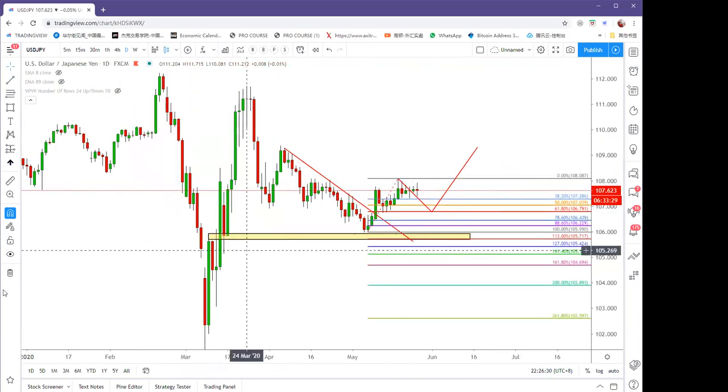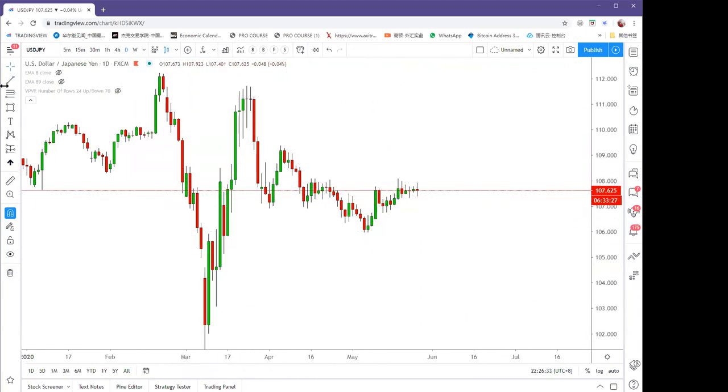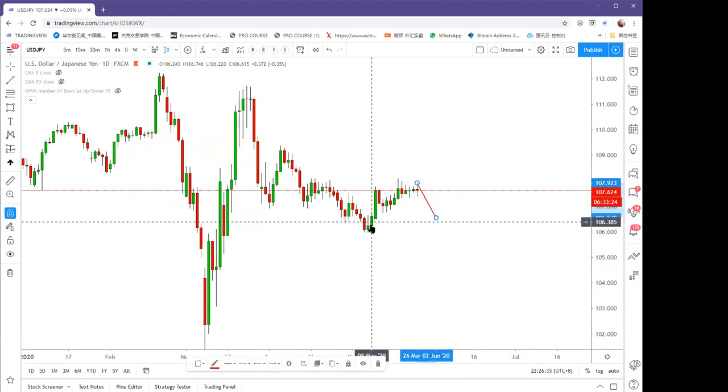Dollar yen is basically sideways, but it may have a pullback to retest this pivot.